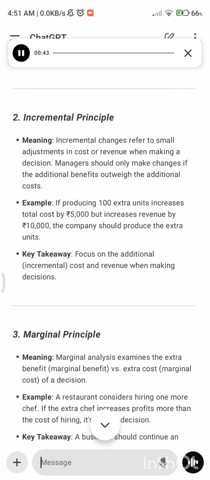2. Incremental principle. Meaning, incremental changes refer to small adjustments in cost or revenue when making a decision. Managers should only make changes if the additional benefits outweigh the additional costs. Example: if producing 100 extra units increases total cost by 5,000 but increases revenue by 10,000, the company should produce the extra units. Key takeaway: focus on the additional incremental cost and revenue when making decisions.